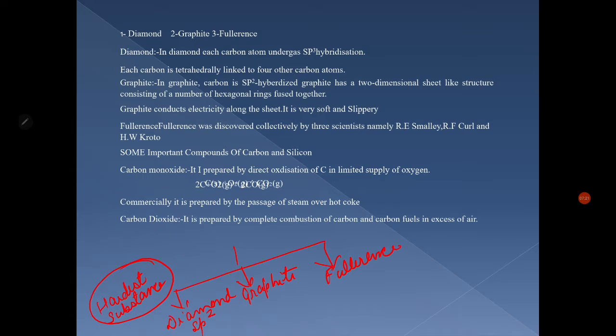It is used as an abrasive for sharpening hard tools, in making dies, and in the manufacture of tungsten filaments for electric light bulbs. Its structure is like multiple benzene rings joining together.